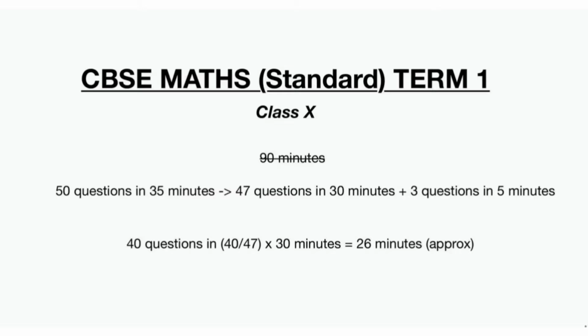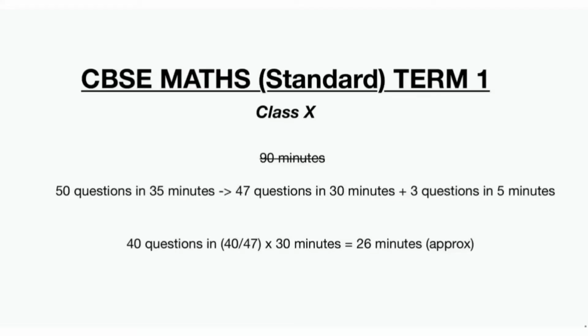In today's video, we are going to solve the CBSE Math Standard Term 1 question paper. The question paper is of 90 minutes. However, in 35 minutes, I'll show that we can solve all the 50 questions. While solving, in 30 minutes, I did 47 questions. Then 3 more questions, I took 5 minutes. So if you take the ratio and proportion, you can answer 40 questions, which is what you are required to do. So 40 questions you can finish in just 26 minutes. And for the rest 1 hour or so, you can just sleep maybe.